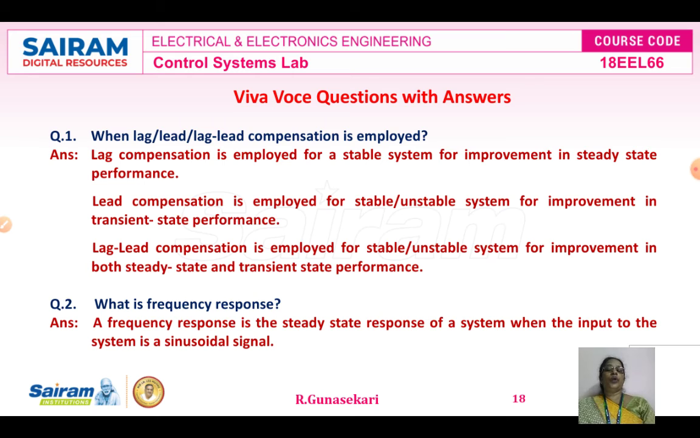Because lag compensation is used only for steady state improvement. The lead compensation is used for transient state performance. The lead compensation is never used for steady state performance. The lag compensation is never used for transient state performance. If we want both, we can combine the lag and lead compensation. We get the lag lead compensation. This compensation is useful for both stable as well as unstable systems for the improvement of both steady state and transient state performance.